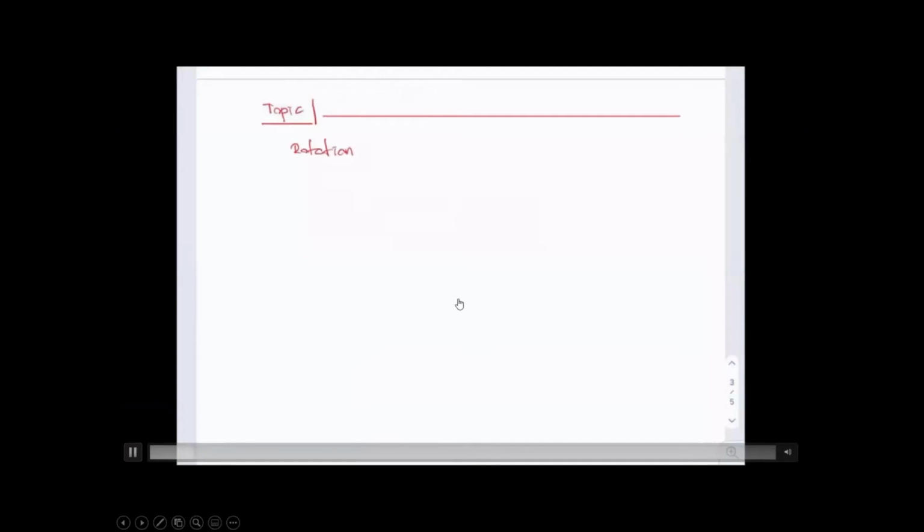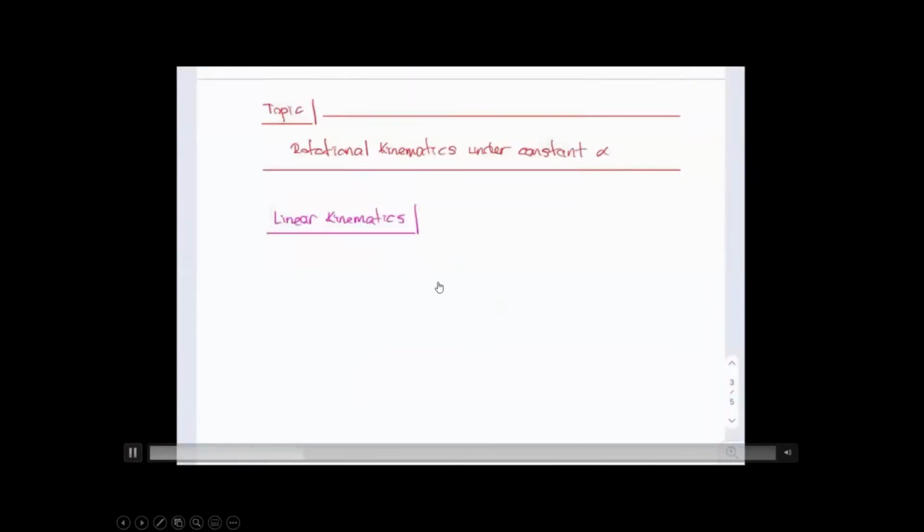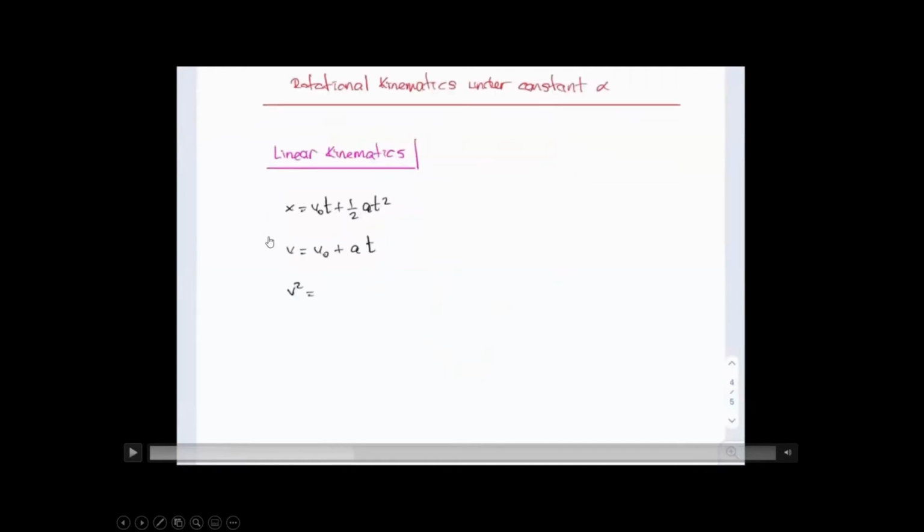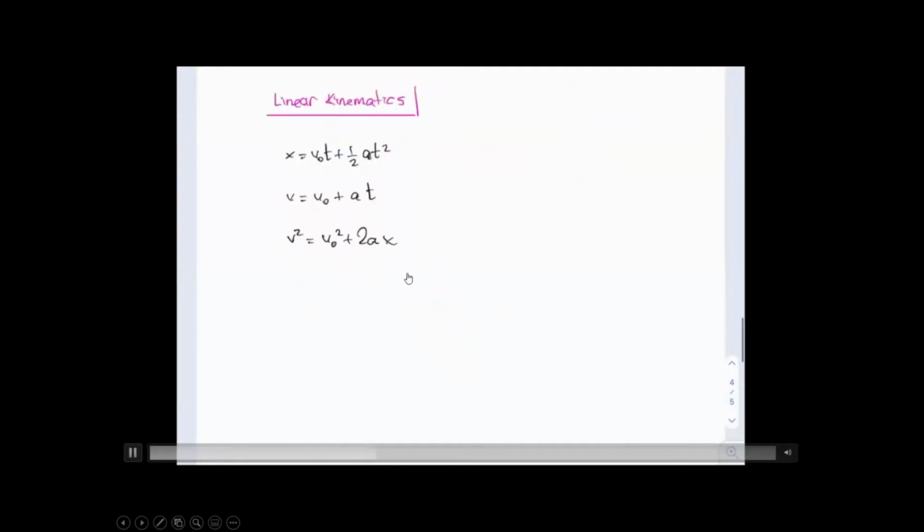Well, if the acceleration is constant, the motion becomes predictable. These are our linear kinematics equations. All right, so if you know the time, you know the location. You know the time, you know the speed at that time. You know the location, you know the speed at that location.